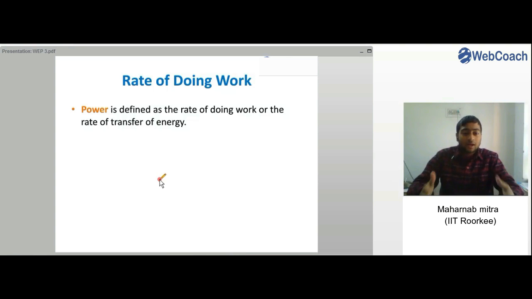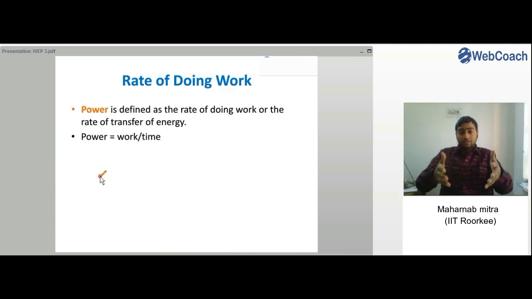So rate of work is actually termed as power. Power is defined as the rate of doing work or the rate of transfer of energy. This is the definition of rate of doing work, which is called power, right? So let us see what is the formula, or how can we define this in a mathematical statement. Power can be defined as work divided by time. Power is defined as work divided by time. Or you can easily say that it is the rate of doing work.